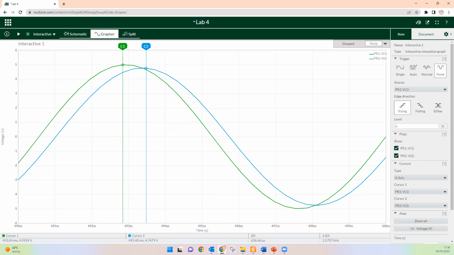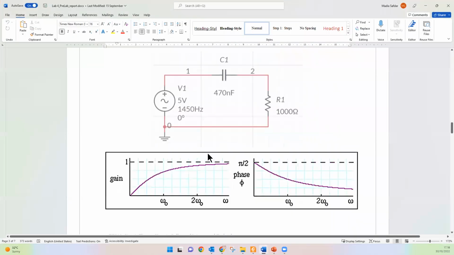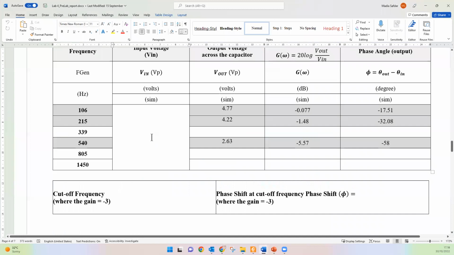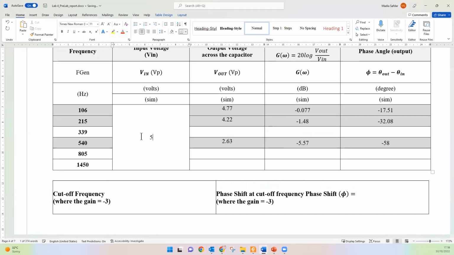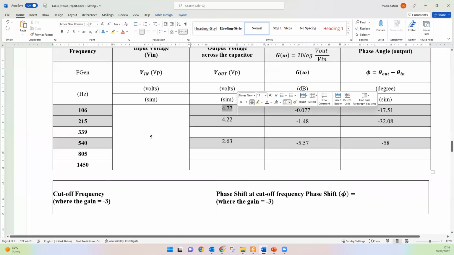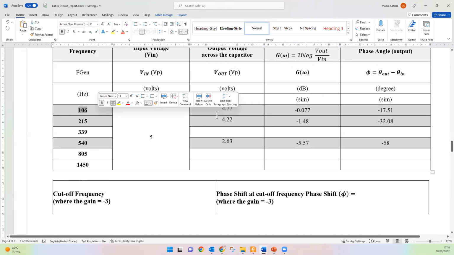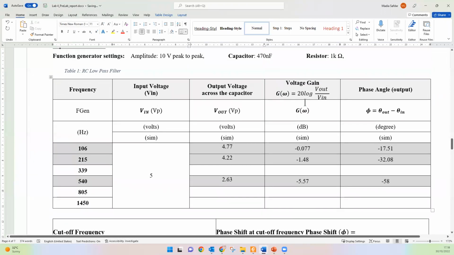Then you will go to your lab sheet, and here you will put 4.99 volt or 5 volt. It's up to you because it's 5 volt, and this 4.77 volt, with 106 hertz frequency. Then what is the voltage gain? Gain we will calculate by 20 log to the base 10 of V output divided by V input. So V output is 4.7 divided by V input is 5, and we will get this answer.